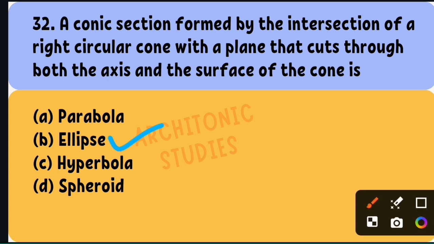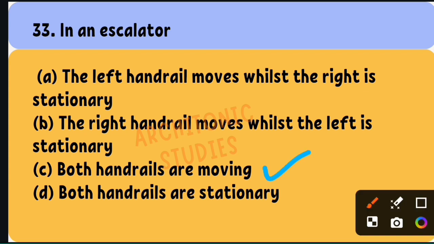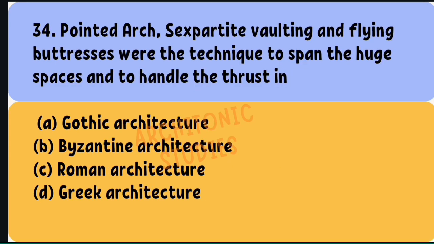Ellipse. Next question. In an escalator, the left handrail moves while the right is stationary; the right handrail moves while the left is stationary; both handrails are moving; both handrails are stationary. And the answer is C, both handrails are moving. Move on to the next question.